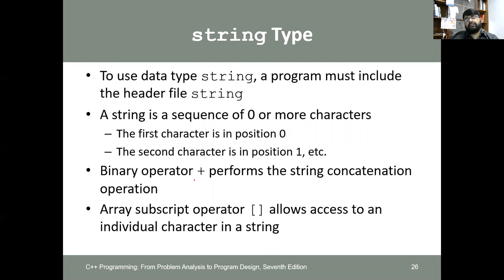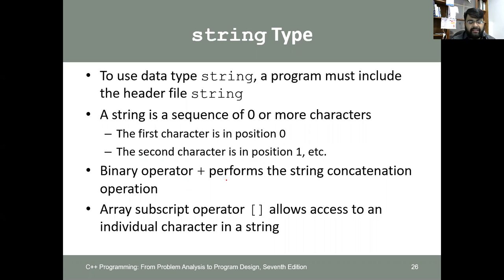This brings us to another data type, which is the string data type, and you are already aware of the data type as such. But here we go into more detail about the string type. To use data type string, a program must include the header file string. So we know this already. A string is a sequence of 0 or more characters. The first character is in position 0, the second character is in position 1, and so on. So you've got a sequence of characters.